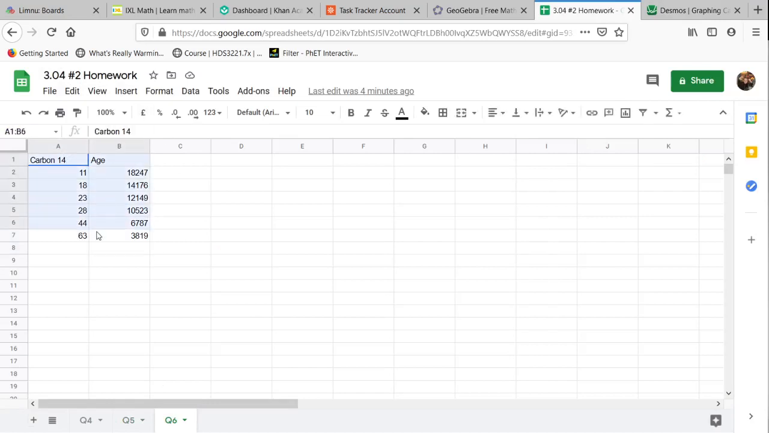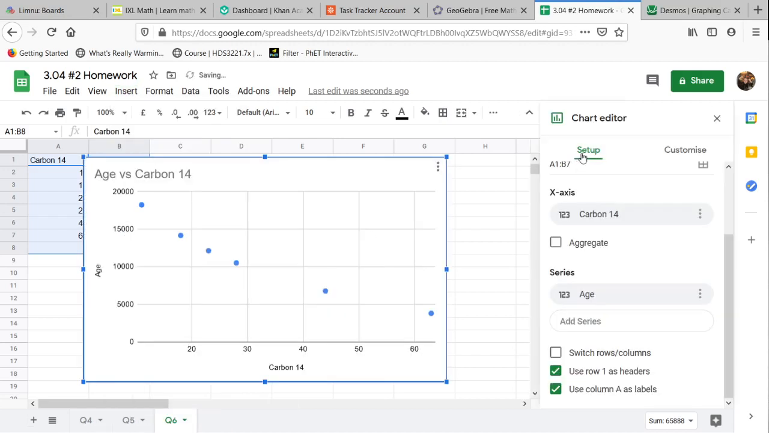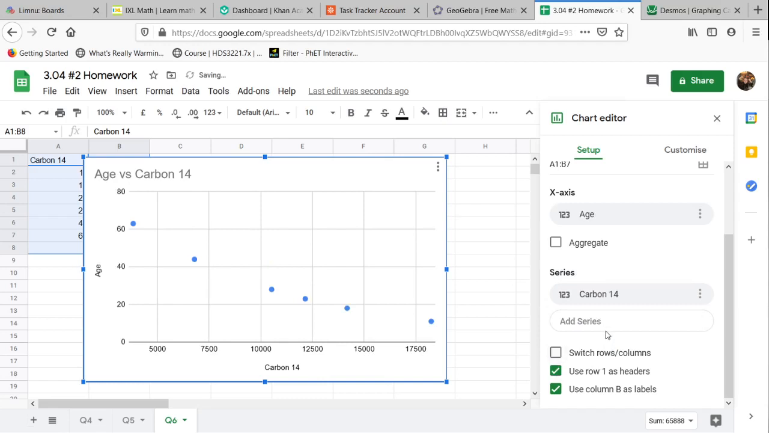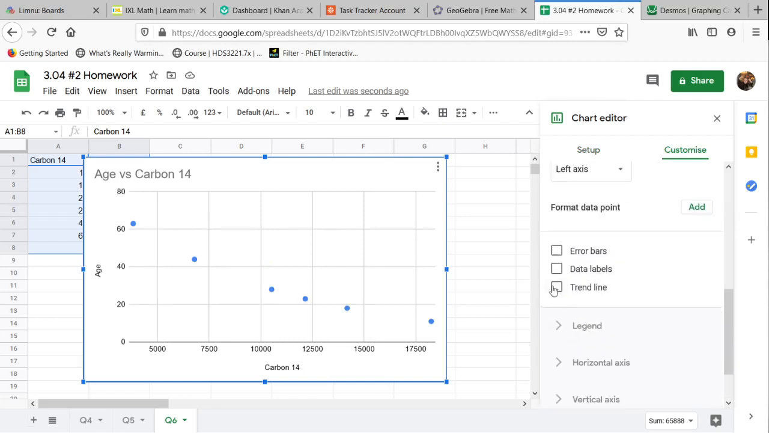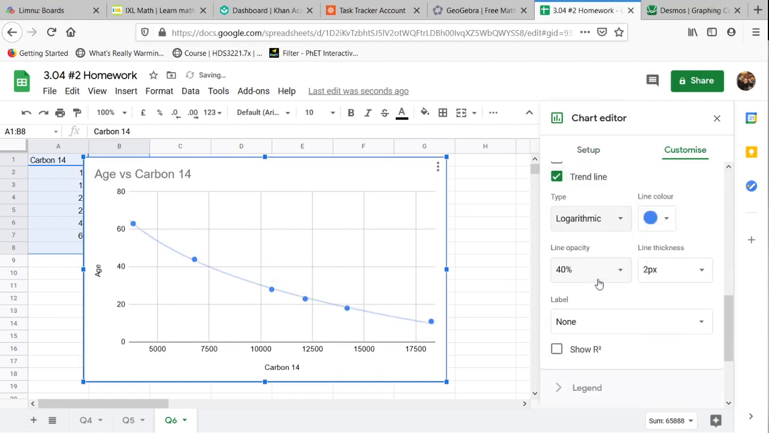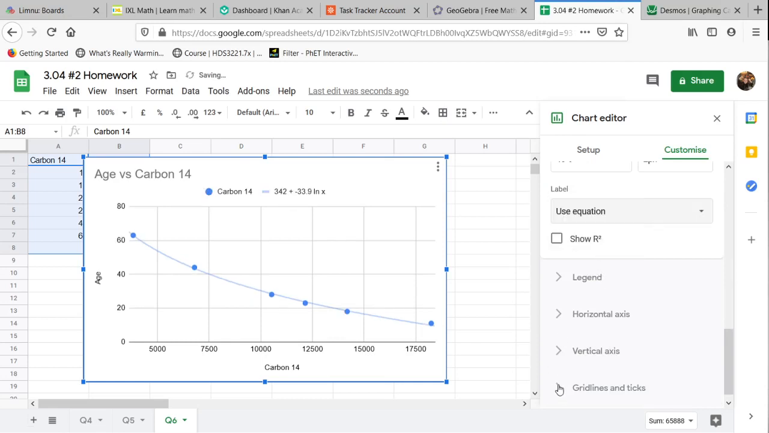So we're going to start by graphing things. We will insert our chart. And we have age on carbon-14, but it looks like we have our dependent and independent mixed up again. So we are going to fit this to a logarithmic trend line and come up with the equation. So this is the equation that fits our data. We've got the scatter plot. That was part A, scatter plot and the regression function.